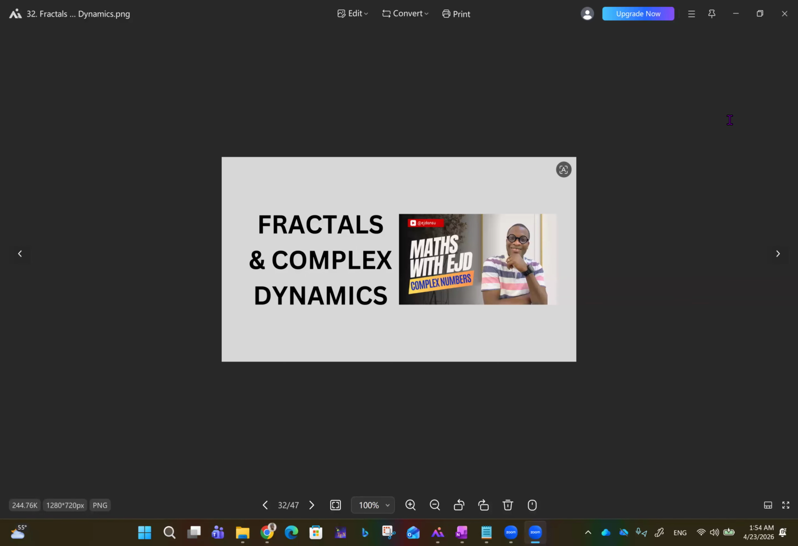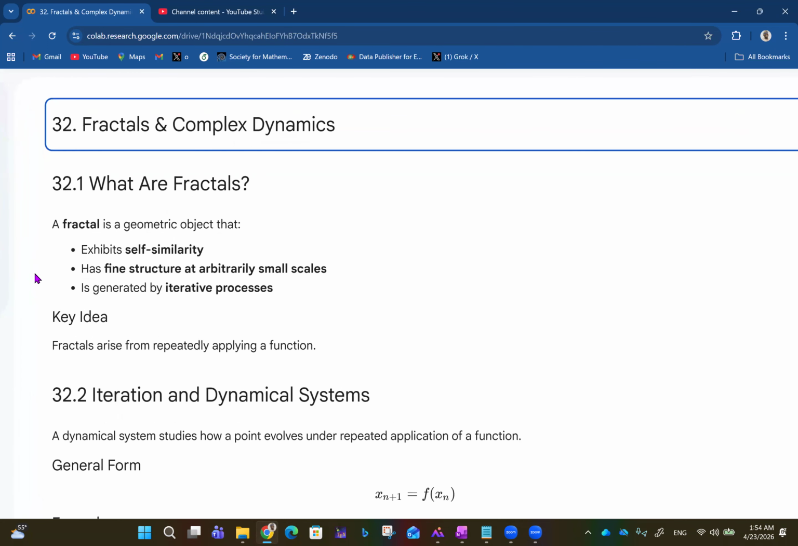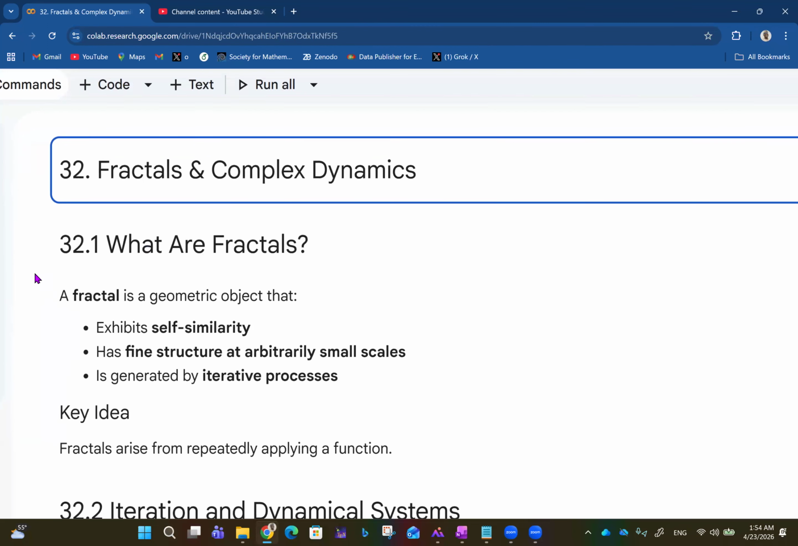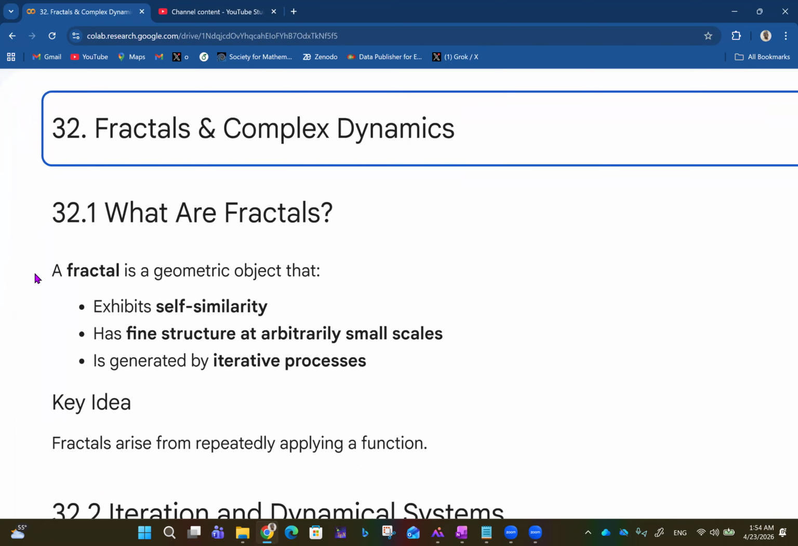So, still on the applications of complex numbers, we'll be talking about fractals and complex dynamics. This is where complex numbers really get very artistic and very beautiful. So tighten your seatbelt and get ready for the beautiful visuals you are going to see along the line. So, fractals and complex dynamics.